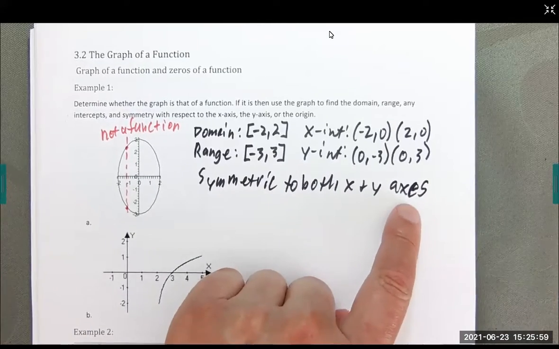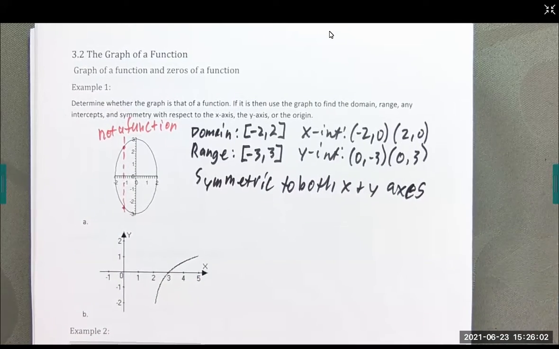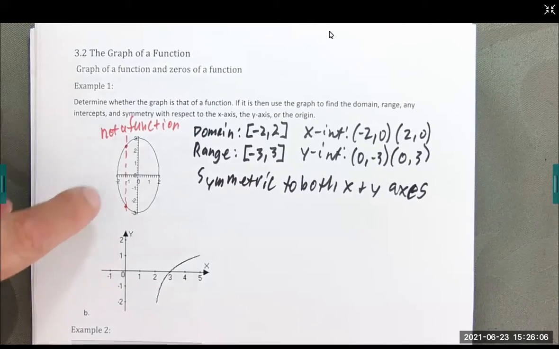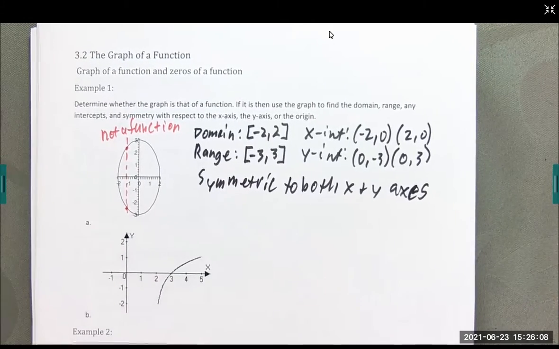Axis, IS is singular, ES is plural. All right, that was A. That's supposed to be A, it's supposed to be for that one there. B is here. And here we have a graph.